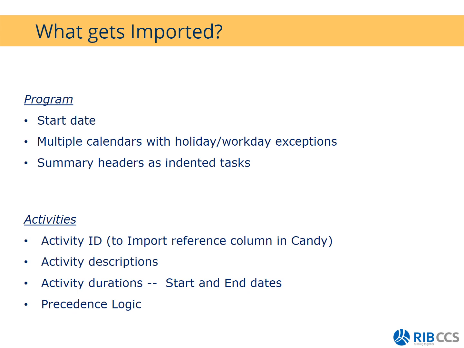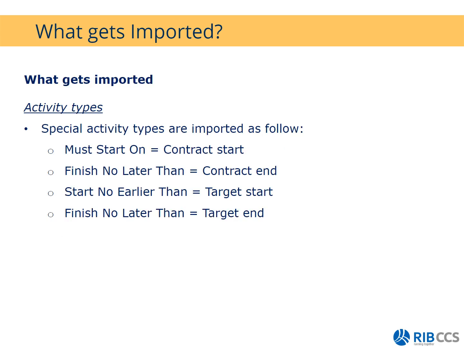Then we have the summary headers. For my activities, the activity ID, the descriptions, as well as the durations get imported, as well as the precedence logic. So this is the relationship between the various activities. Furthermore, you have your special types that get imported. In Candy, these are known as your contract start date, your contract end date, your target start date and your target end date. These are activities that must start on a specific day or finish no later than a specific date, or start no earlier than a specific date and finish no later than a specific date. So these are the things that do get imported.